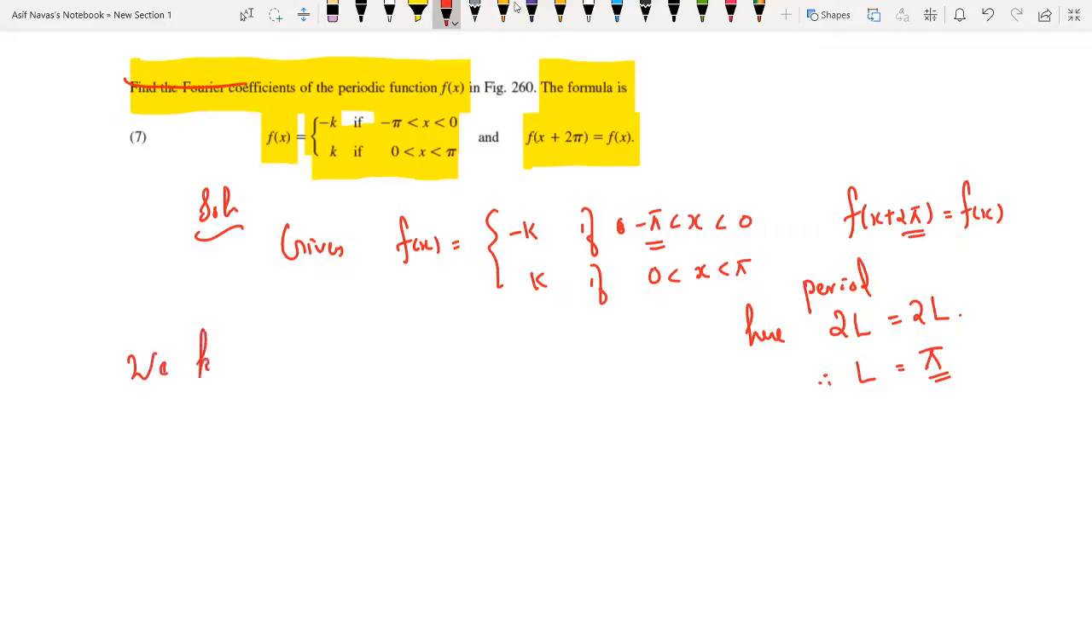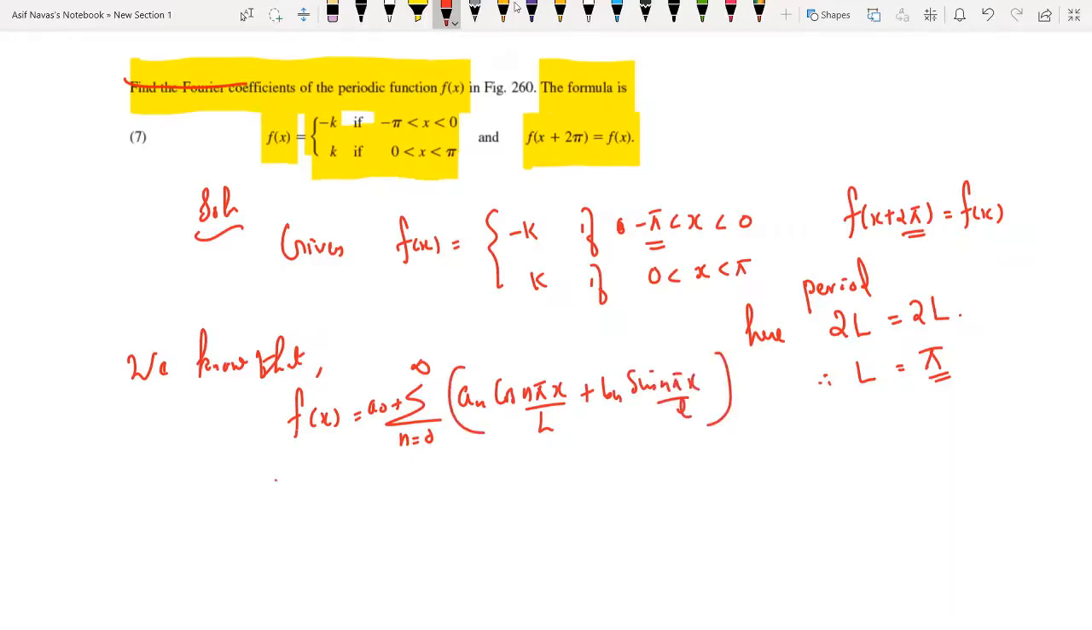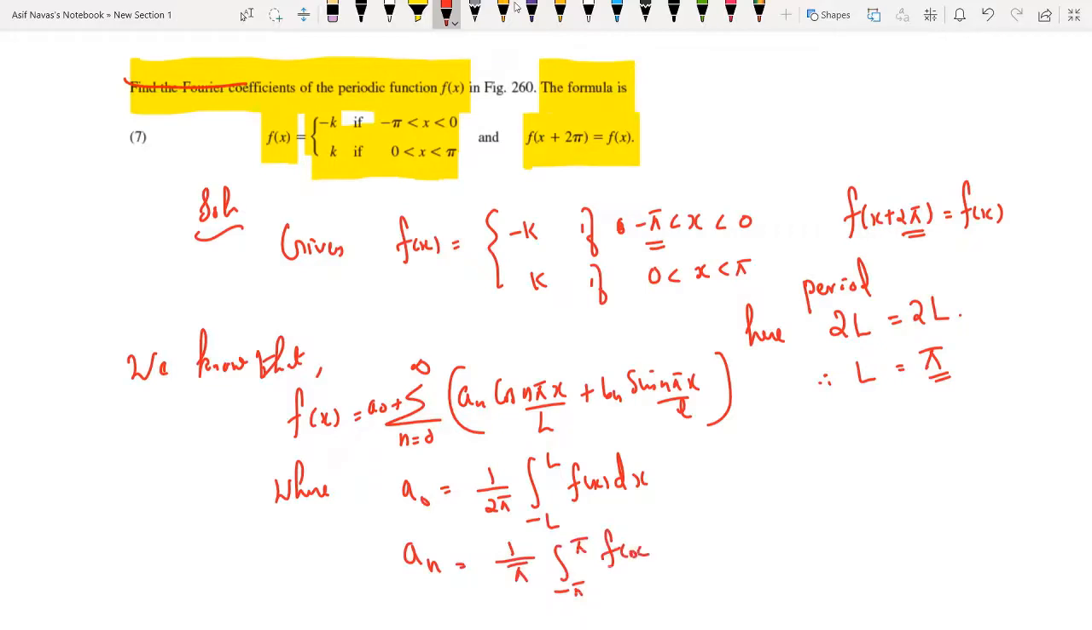Therefore we know that f of x is of the form a naught plus sigma n equal to 1 to infinity a n cos n pi x by L plus b n sin n pi x by L. This is the formula, where we have a naught is equal to 1 by 2 pi integral minus L to L f of x dx, a n is equal to 1 by pi integral minus pi to pi f of x cos n pi x by L dx, and b n is equal to 1 by pi integral minus L to L f of x sin n pi x by L dx.